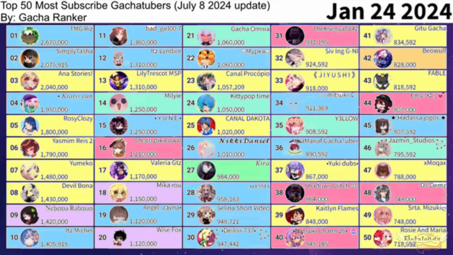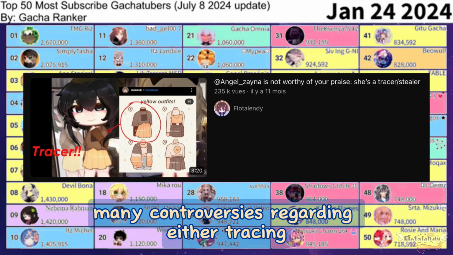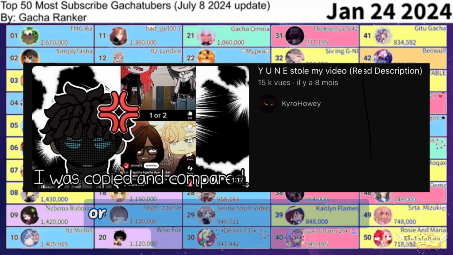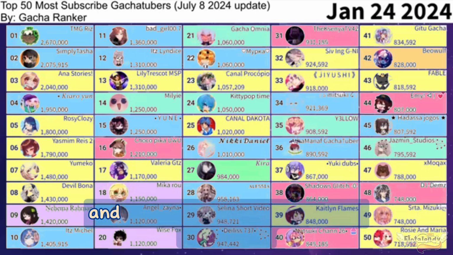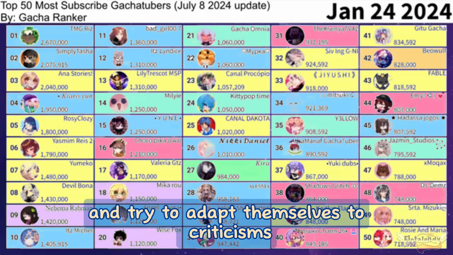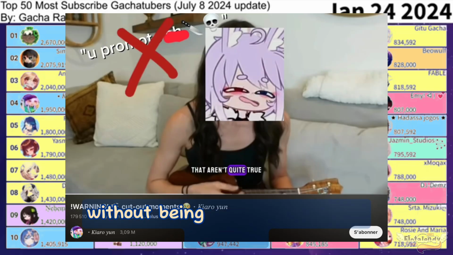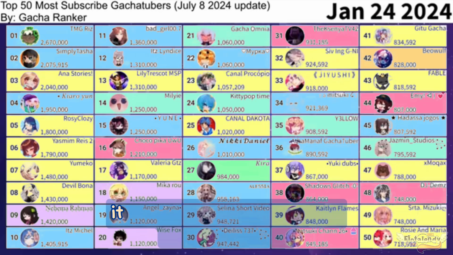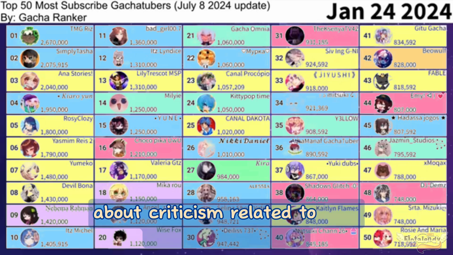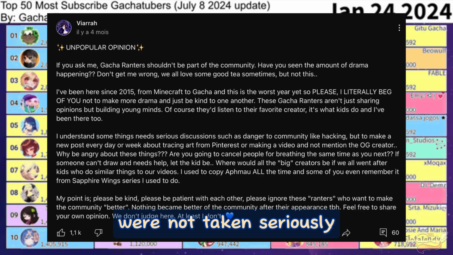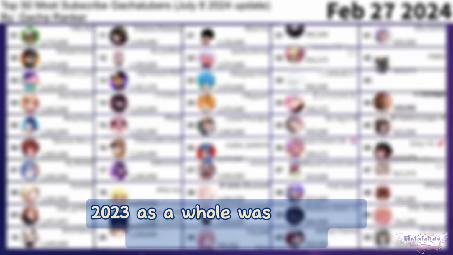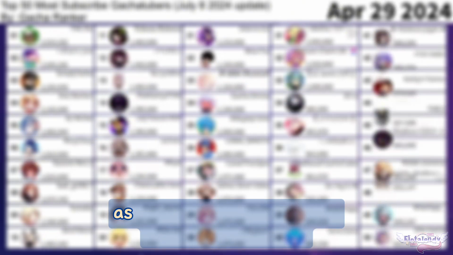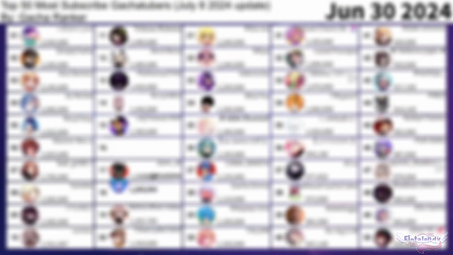Many controversies regarding either tracing, abuse of power, plagiarism, or laziness will be thrown at the new generation. While some repented and tried to adapt themselves to the criticisms, others continued without being bothered by said criticism. It was to a point where Gacha renters, a small sub-community about criticism related to the Gacha community, were not taken seriously, or at least a good chunk of them. 2023 as a whole was the year for Gacha Shorttubers, as the Gacha community entered a new era.